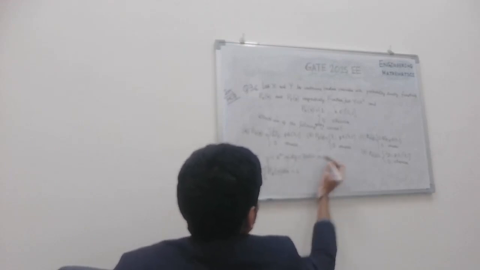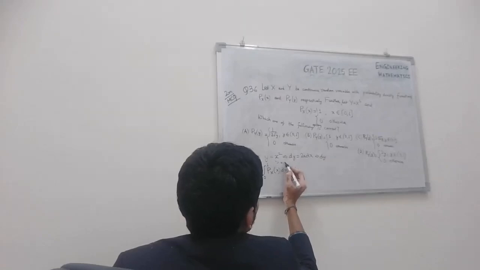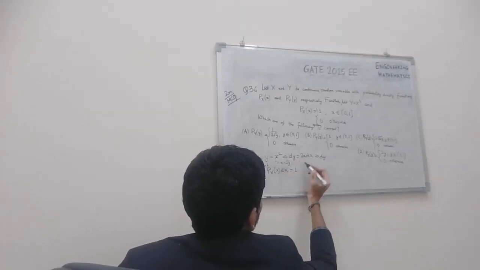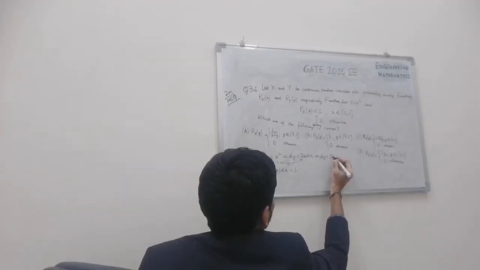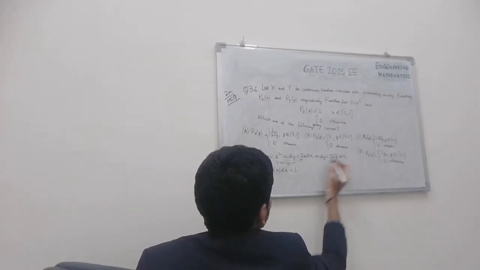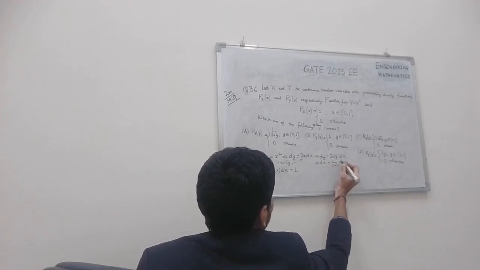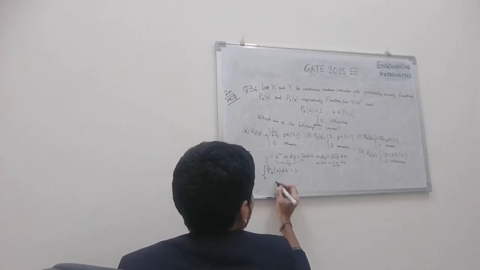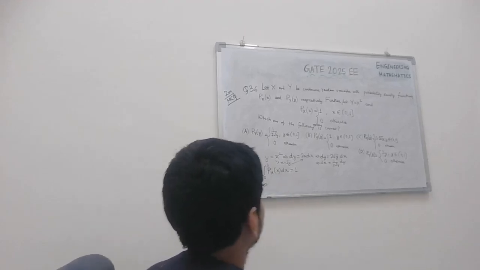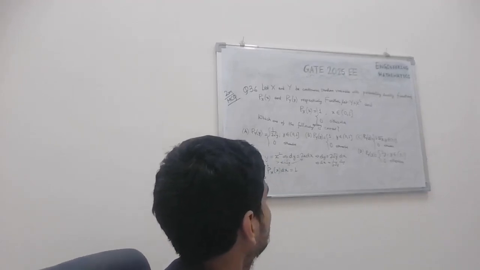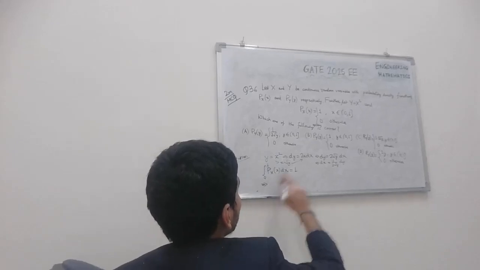So dy by dx, from here, 2x. We put this here: dy equals 2x dx, or dx equals 1 by 2x dy. So we can also write it here. Right. Now we are getting P of x is very different.